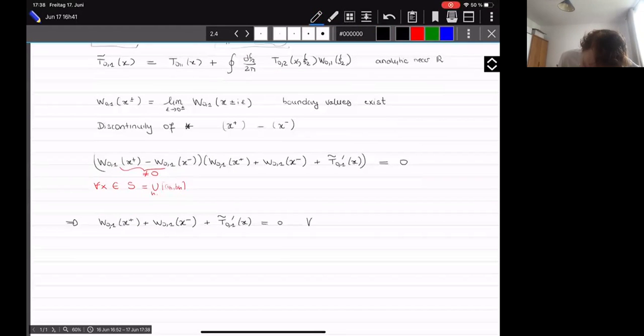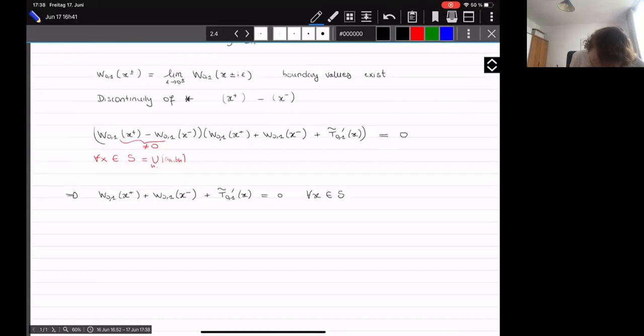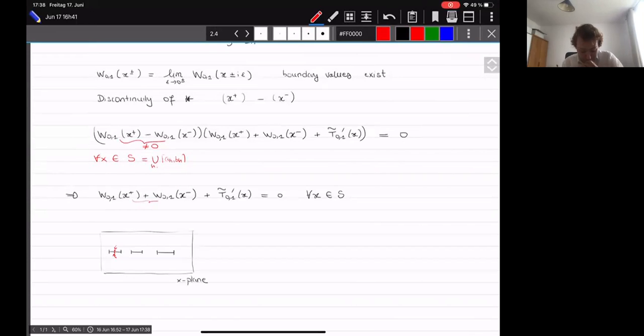And this is valid at any discontinuity point for W01. So the situation is the following. You have the complex plane, which is the x-plane. And here you have those segments. And this equation tells you what happens when you approach the cut either from above or from below. It relates these two limit values. So their sum is equal to minus T01 tilde prime.